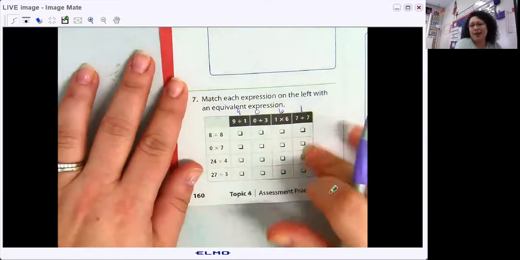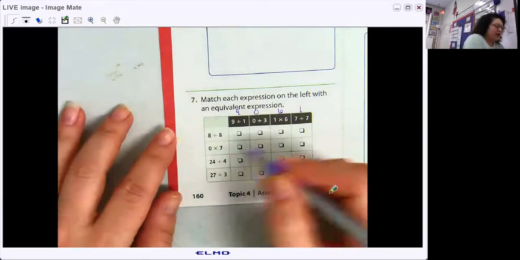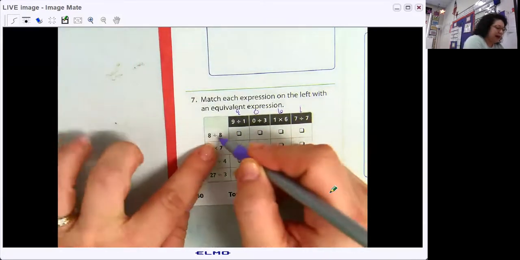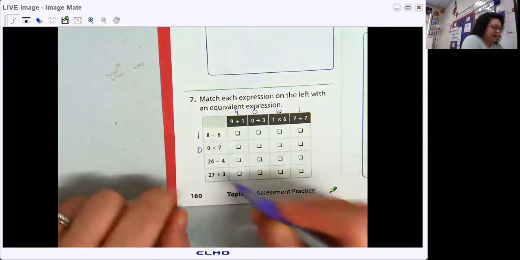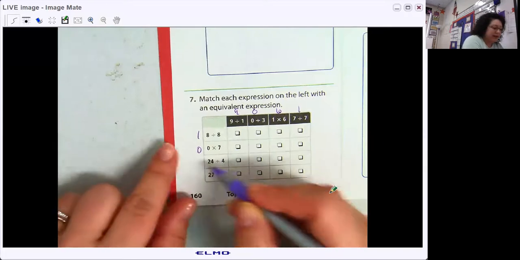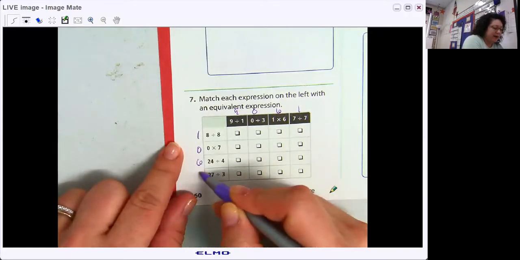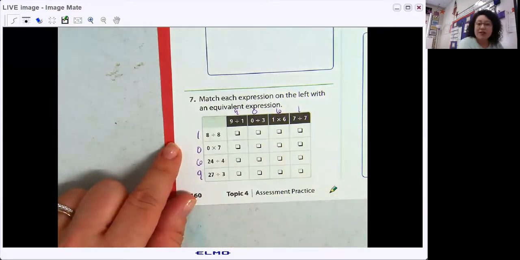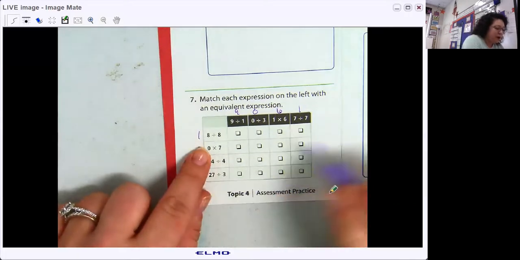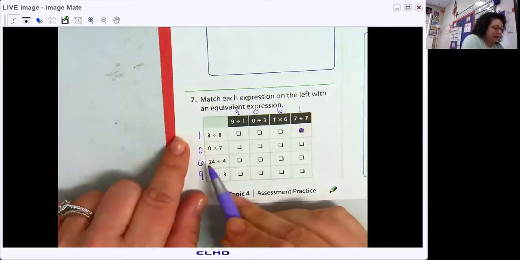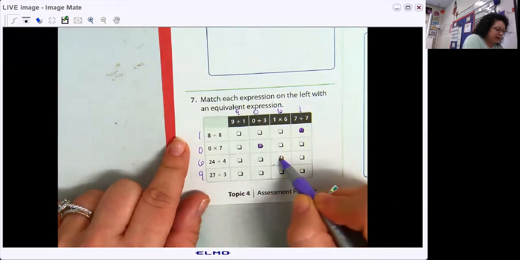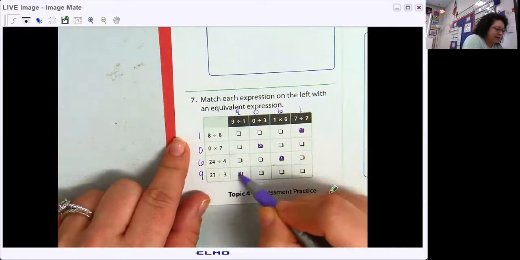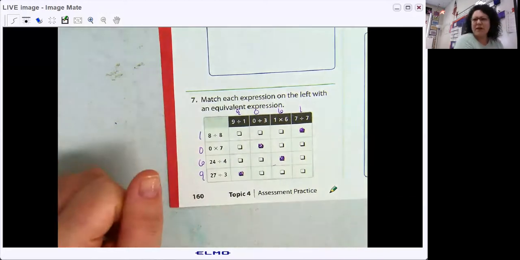Okay, I like these kind of problems. I don't know why, I just kind of do. So we solved the top. Let's solve the side. 8 divided by 8 is 1. Anything times 0 is 0. 24 divided by 4 is 6. And 27 divided by 3 is 9. So now you just have to match them. 1, and there's 1 over here. 0, 6, and 9. That's how that works. We've done that before.